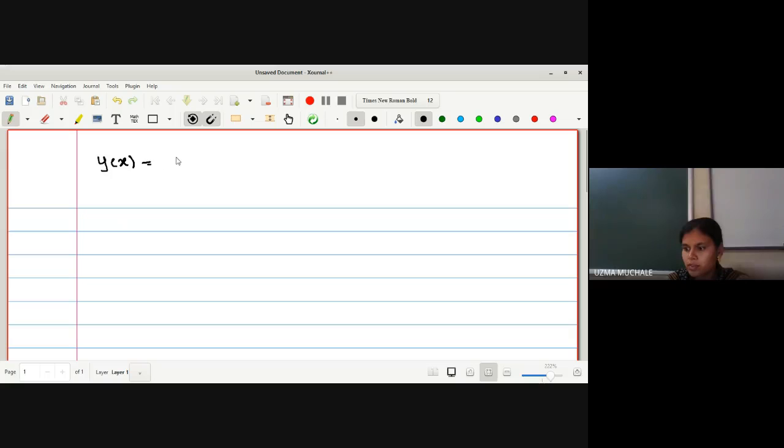y of x is equal to f of x plus lambda integration 0 to 1 xt y of t dt. So this is the example for the non-homogeneous case. Since f of x is given to us, we have to follow the same process that we have done for the method. Start writing with me, and then we'll solve this example.